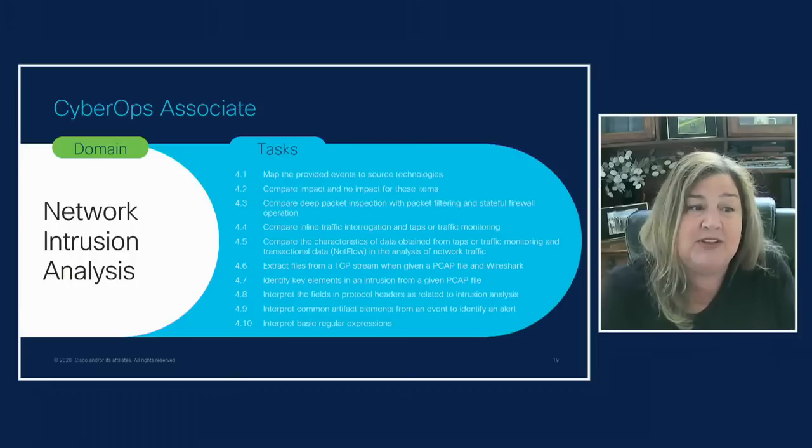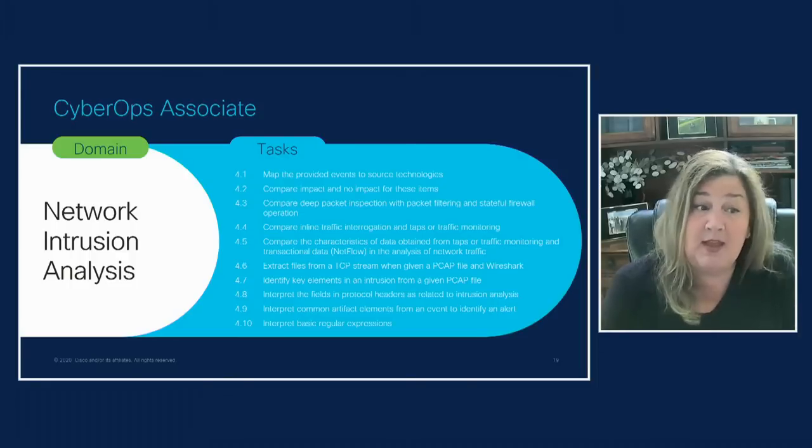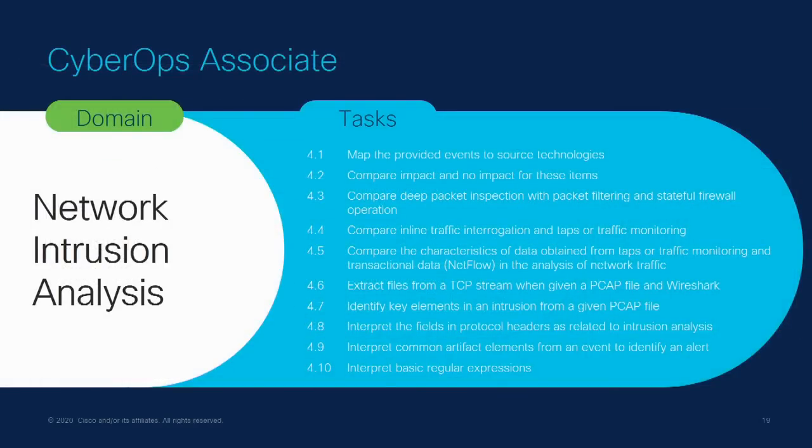Then if you look down to the next 5, those are higher level words: extract, identify, interpret. That's where you need to actually be able to put it together and do something. So when we're identifying the key elements in an intrusion, you're going to be given a PCAP file, and you're going to be asked to identify where the source address is or the destination address, the source port or the destination port, protocols, payloads. That's what's going to be included there.